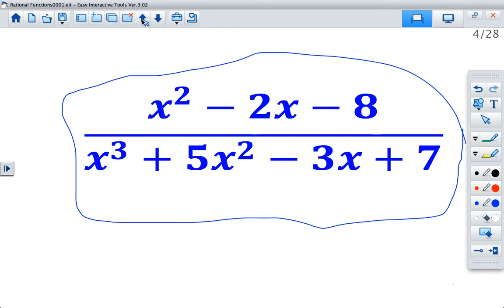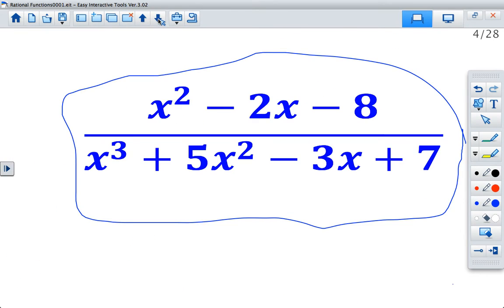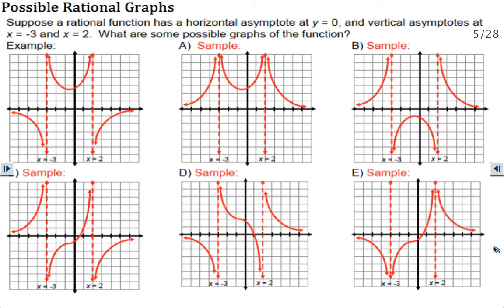Even though this is the standard parent function here, we have a lot of different options on what a rational function can look like. I believe this is a page in your notes somewhere. Let me get rid of this. This is just possible rational graphs.